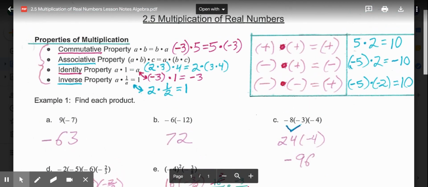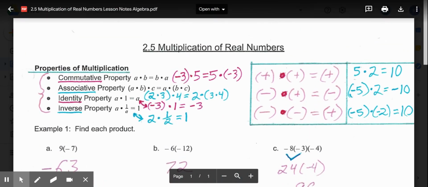So the key to our multiplication of real numbers can kind of be summarized into this simple little chart and these 4 key properties.